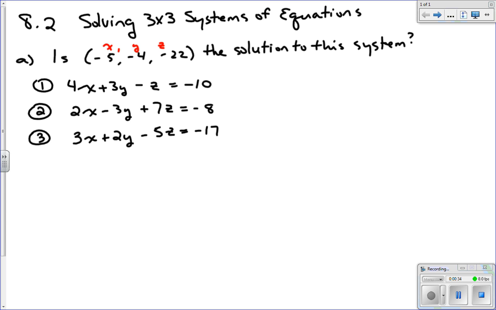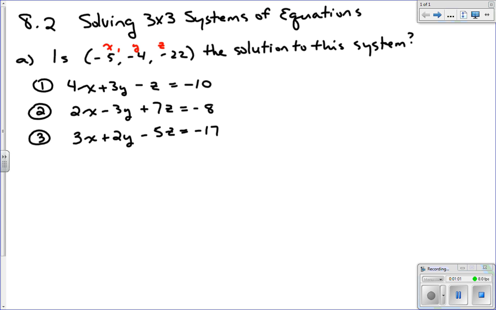This is going to help us learn some skills whereby we can solve more types of systems of equations than the 2 by 2 systems with just an x and y as we were doing earlier. So the first question is: is (-5, -4, -22) the solution to this system? And by this system, I mean these 3 equations.